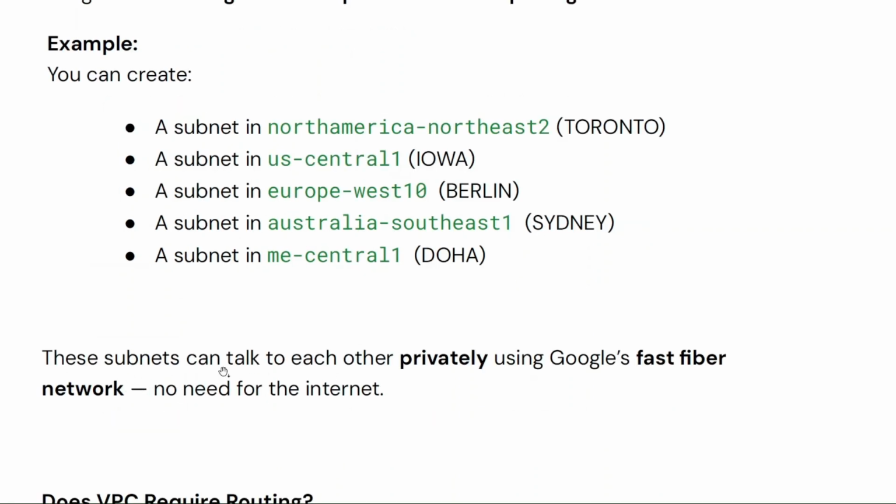You can see this line: these subnets can talk to each other privately using Google's fast fiber network, which is available and ready to use worldwide. So there is no need for the internet. That's the most beneficial feature available in Google Cloud VPC.